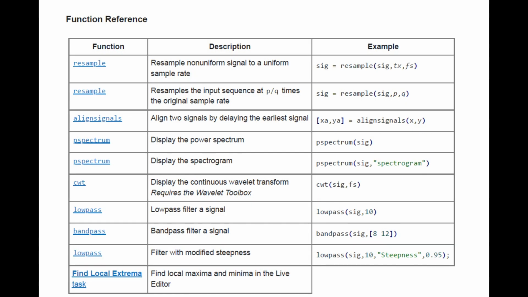Conclusion: this function reference is a handy guide for performing signal processing tasks in MATLAB. It includes functions for resampling, filtering, aligning signals, and visualizing power spectra and spectrograms. These tools are useful in communication systems, radar, and other signal processing applications.